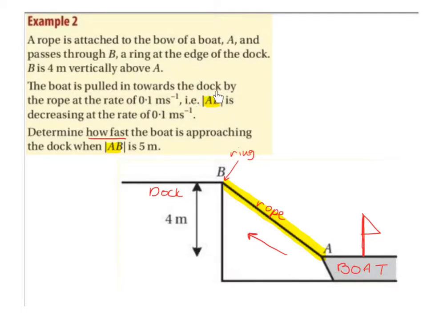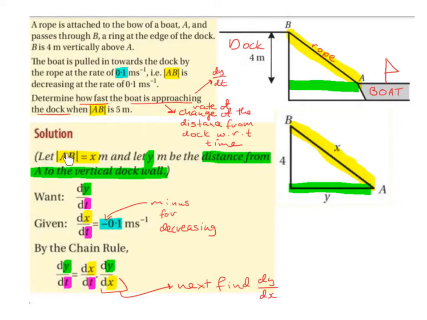the length of AB, so the distance between point A and point B, is decreasing, so getting smaller, at a rate of 0.1 meters per second. Determine how fast the boat is approaching the dock when AB, the distance between A and B, is 5 meters. So when there's any mention of increasing or decreasing rates and how fast, we want to think differentiate. So we're going to let AB, the distance between A and B, be x meters.